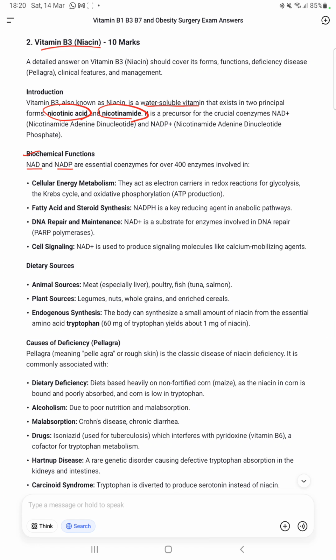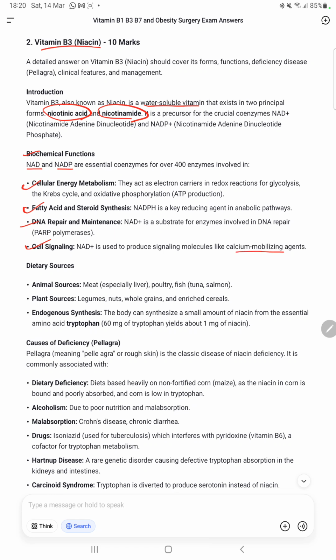They act as electron carriers in redox reactions like glycolysis, Krebs cycle, as well as ATP production, that is oxidative phosphorylation. Then fatty acid and steroid synthesis as well, for which NADPH is a key reducing agent. For DNA repair and maintenance, NAD plus is a substrate. And for cell signaling, NAD plus is used to produce signaling molecules like calcium mobilizing agents.